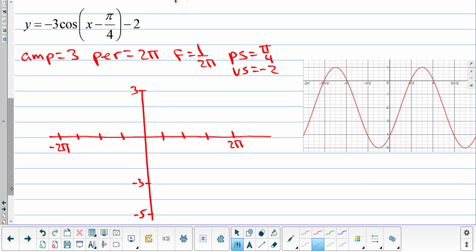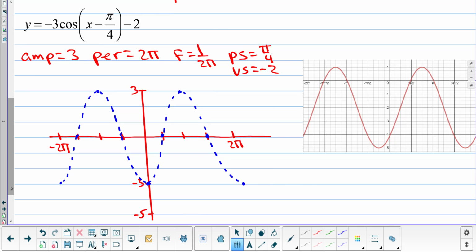Now this is a cosine graph, but it's also a negative cosine graph. So let's take care of negative cosine. Here, here, all the way up to 3, back to the midline, and down at the bottom. So here, here, here, and here. So we got this kind of initial graph right there.